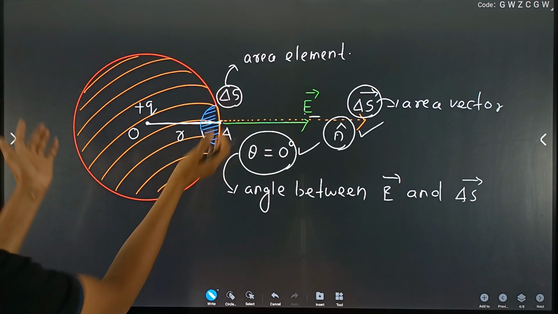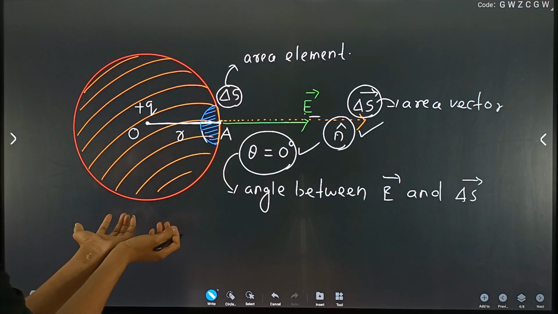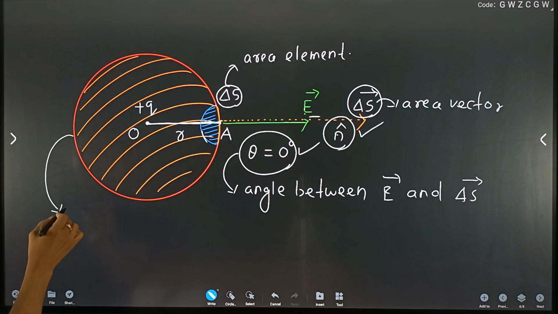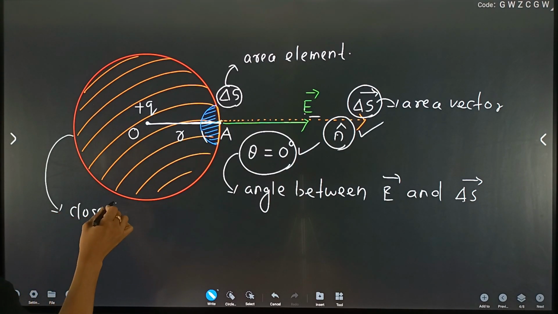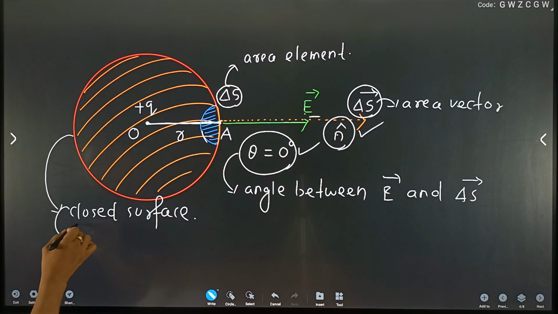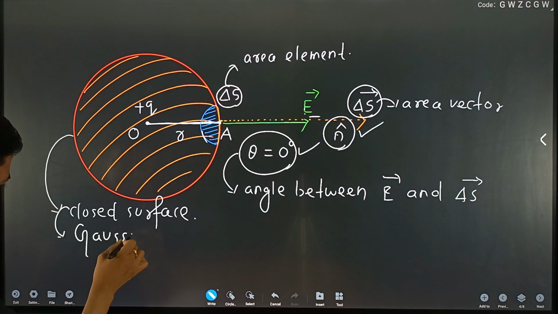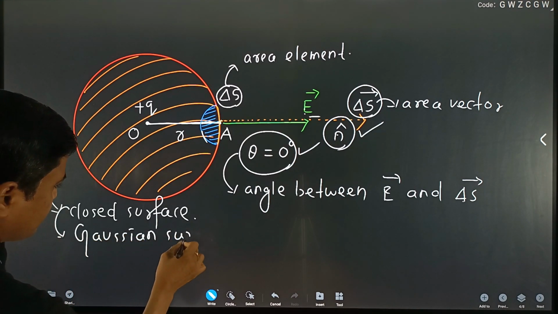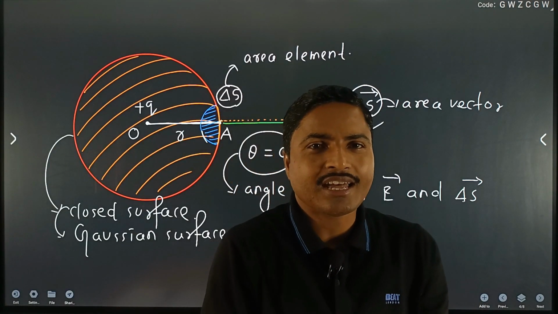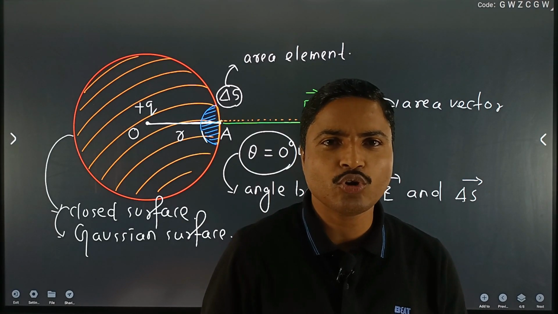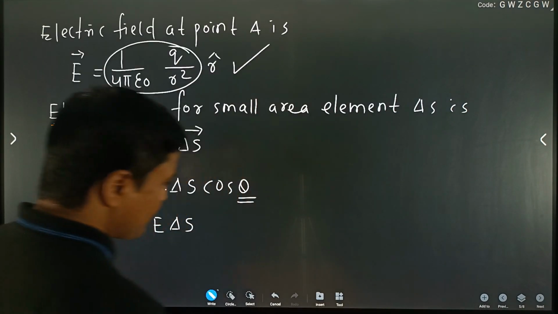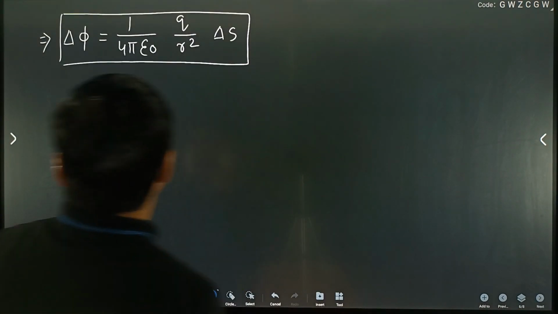For the total spherical surface, for the total closed surface, and this one is the closed surface, in this case this closed surface is known as the Gaussian surface. Gaussian surface means that is a closed surface, that may be a sphere, may be a cube, may be a cylinder, but that is a closed surface. Clear?